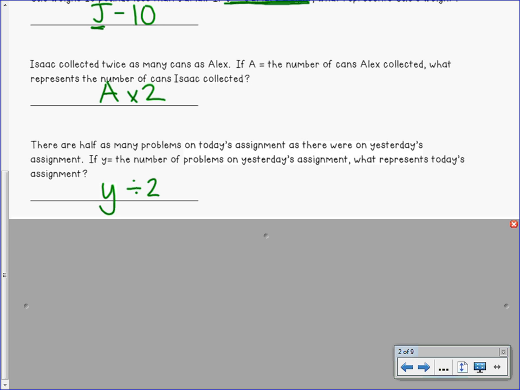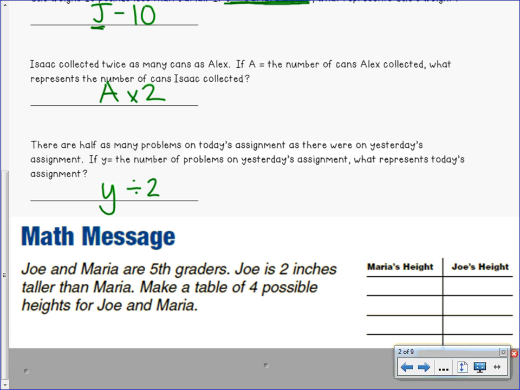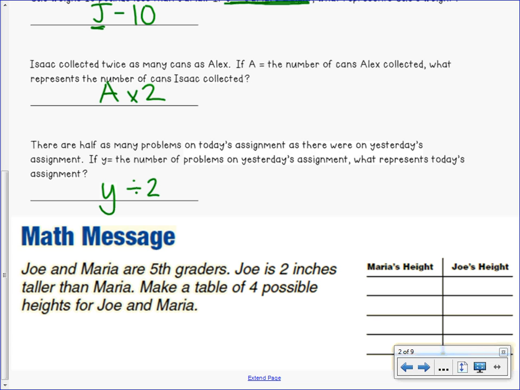Yep. Good catch. Okay, so maybe yesterday you got 10 questions. How many questions are you going to get today? 5. Yep, because you just put in whatever number for your variable. Okay, I know that you do not have this on your worksheet.